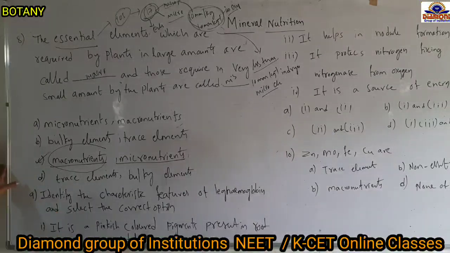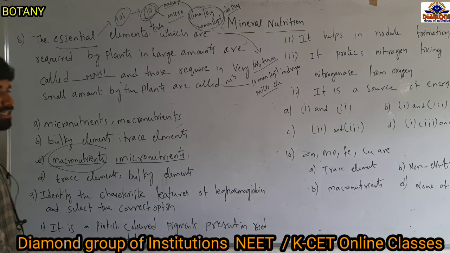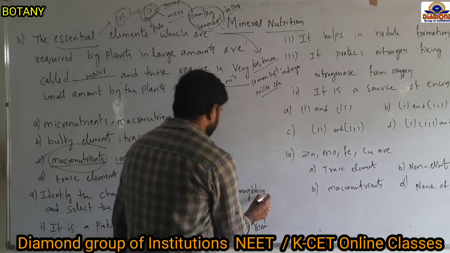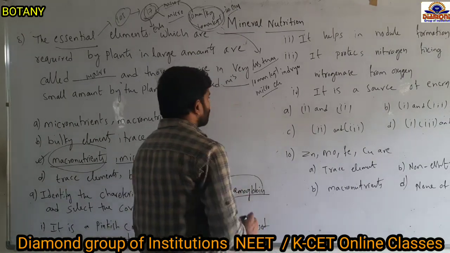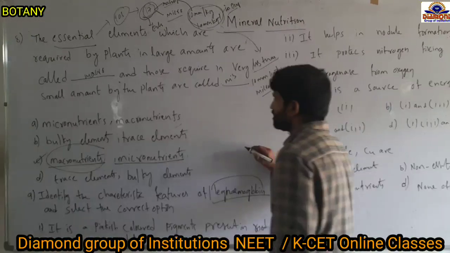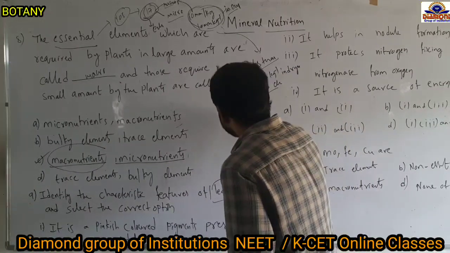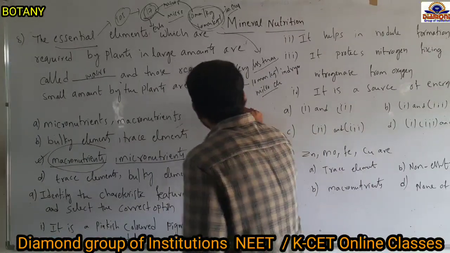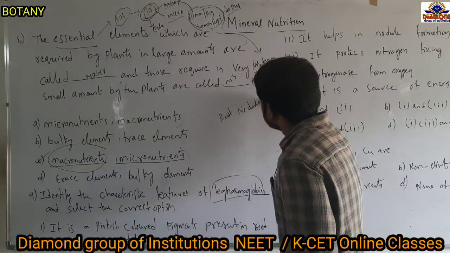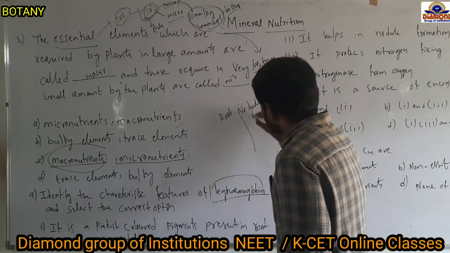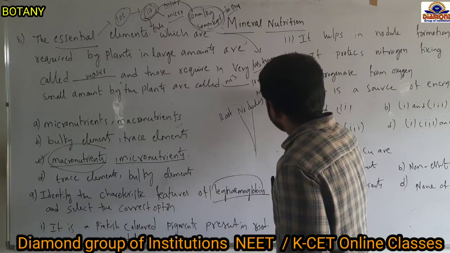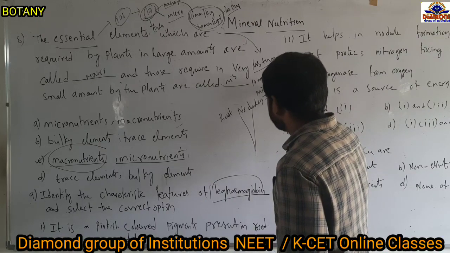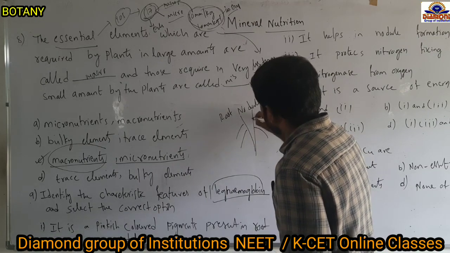And next question, identify the characteristic features of leghemoglobin and select the correct option. Here leghemoglobin pigments are the specialized pigments we see in the root nodules. These are the root nodules of leguminous plants, so they can show the taproot system.